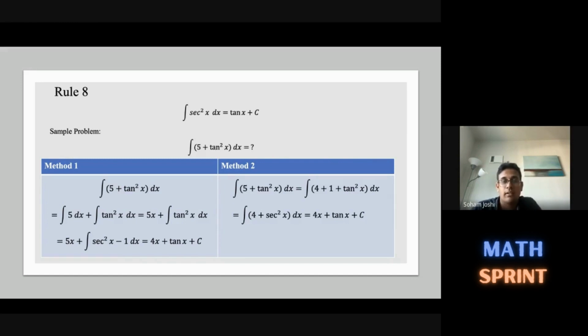Now, here's some general advice. Always add the c at the end of the integration, when you get rid of all the integral signs within the parenthesis. That's a lot easier to work with.